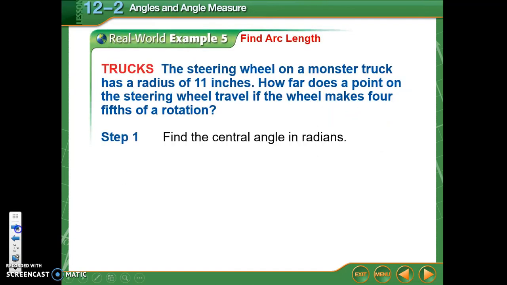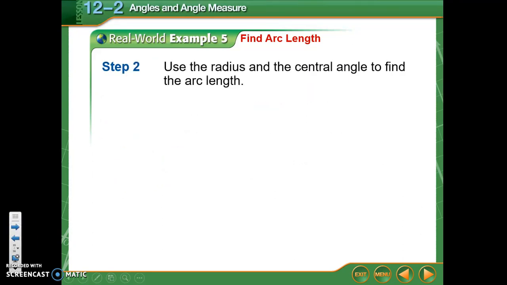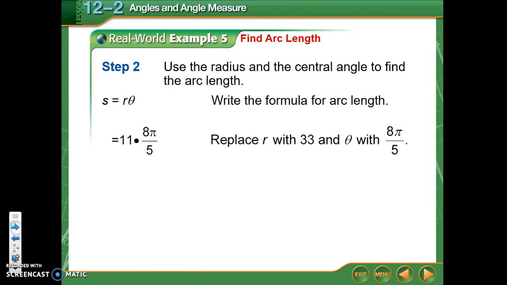And so, real quick, we'll just look through this example. If you read that, we know our radius is 11. I'm doing 4/5 of a rotation. So notice here I'm working in radians instead of 360 degrees. I'm using 2 pi. 4/5 of 2 pi is 8 pi over 5. So that's my central angle in radians. And then I'm going to use my formula. The arc length is the radius, which is 11, times the angle, which is 8 pi over 5. And then I go ahead and multiply, and I put on my correct units, which in this case is inches.